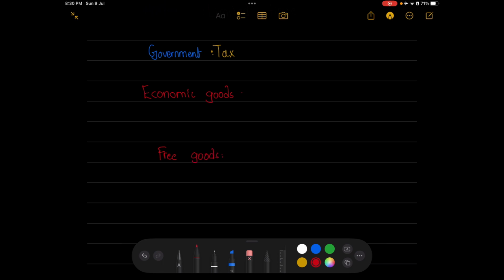Okay. Now, when it comes to economic goods, they are any goods which basically require the use of limited or finite resources to produce them. Any good you think of in general terms is basically an economic good. For example, let's say you have a calculator, or let's say you have an iPad in this case.